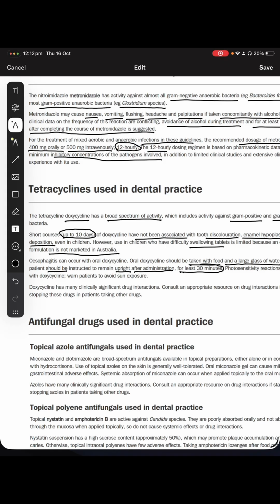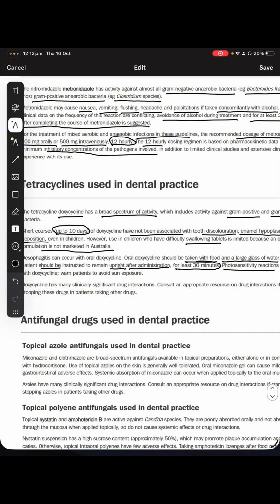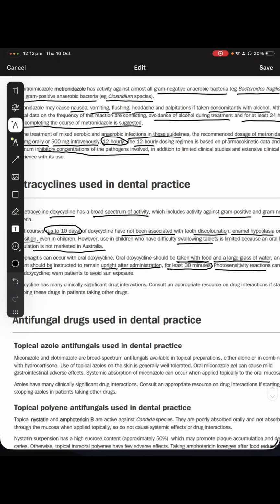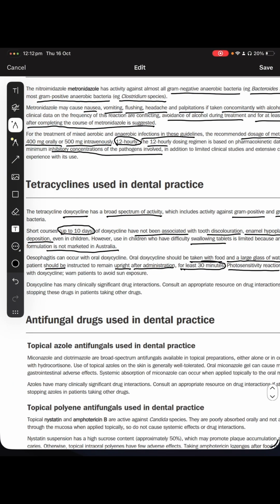So it says that if we are giving doxycycline to the patient, it should be taken with food and a large glass of water. We have to tell the patient to sit upright after taking the doxycycline for at least 30 minutes. And an adverse reaction can be a photosensitivity reaction, so we have to advise the patient not to go in the sun. Okay. Now, doxycycline has many clinically significant drug interactions. So, consult an appropriate resource on drug interactions if starting or stopping these drugs in patients taking other drugs.